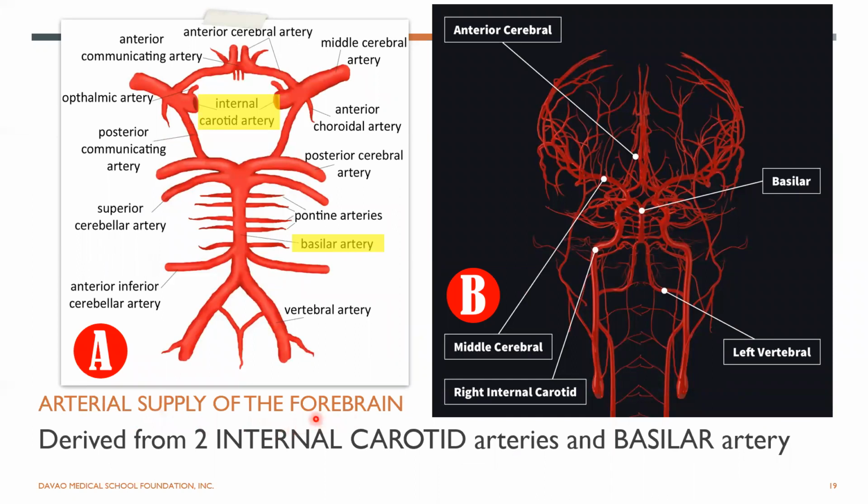The arterial supply of the forebrain. Remember, the forebrain is the cerebrum and your diencephalon. Arterial supply is derived from the two internal carotid arteries and your basilar artery, or basilar artery, made by the union of your two vertebral arteries.